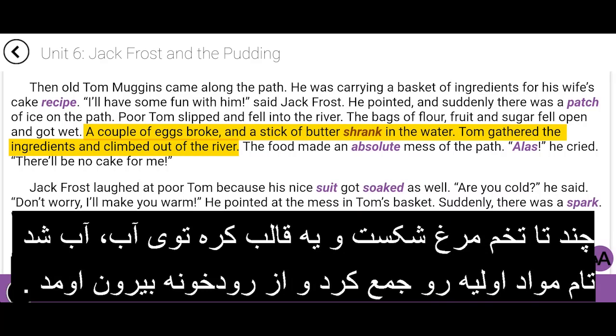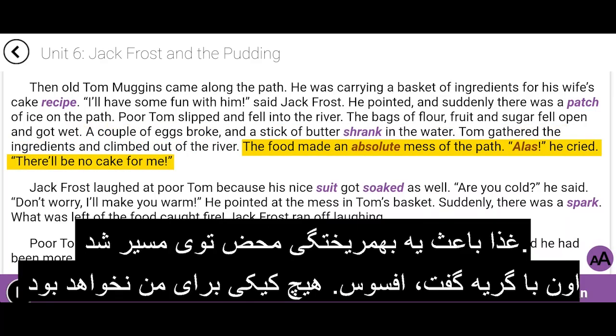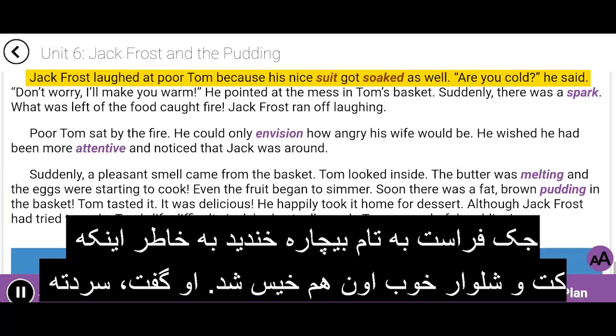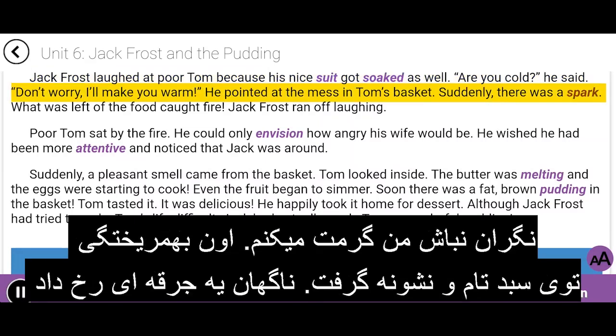Tom gathered the ingredients and climbed out of the river. The food made an absolute mess of the path. "Alas!" he cried. "There'll be no cake for me!" Jack Frost laughed at poor Tom because his nice suit got soaked as well. "Are you cold?" he said. "Don't worry, I'll make you warm." He pointed at the mess in Tom's basket.